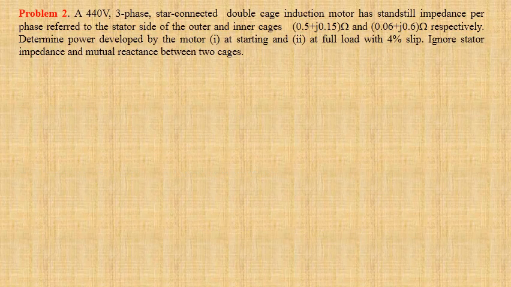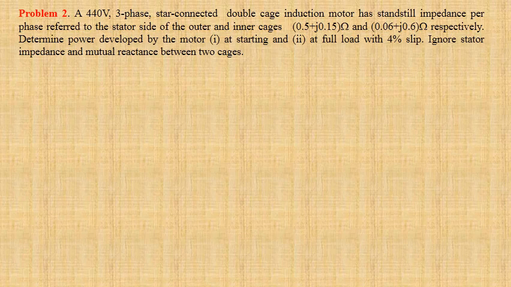A 440 volts 3-phase star-connected double-cage induction motor has standstill impedance per phase referred to the stator side of the outer and inner cages 0.5 plus j0.15 ohm and 0.06 plus j0.6 ohm respectively. Neglecting stator impedance and mutual reactance between two cages, we have to calculate power developed by the motor at starting and at full load with 4% slip.